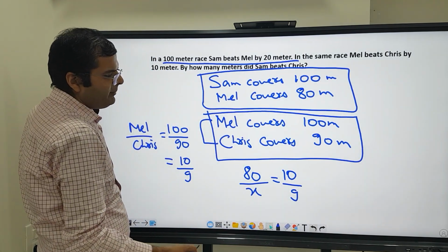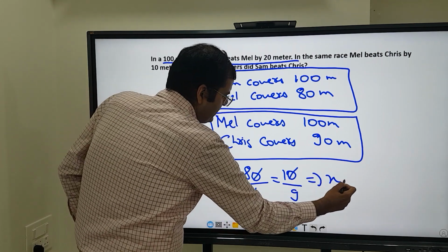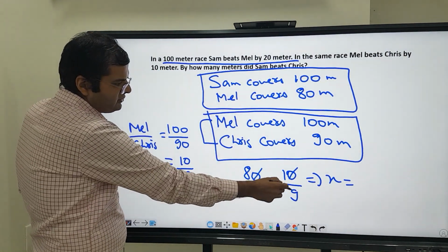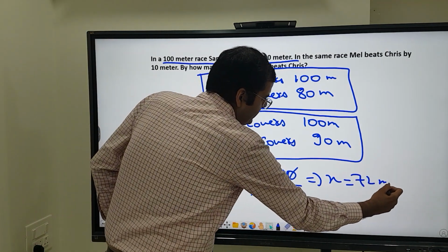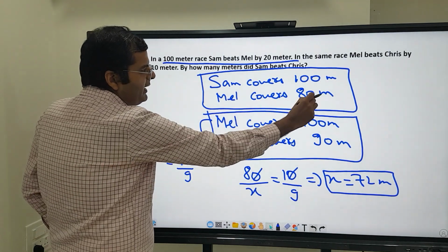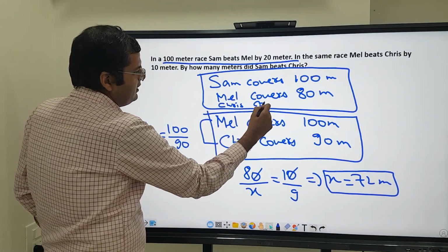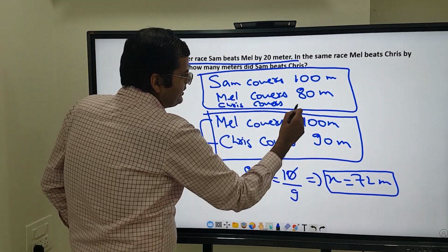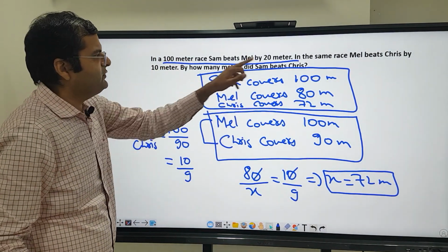From here, this 0 goes away. I can say x is 8 into 9. 1 into x is x, 9 into 8 is 72 meters. So x is 72 meters. So what this means is, when Mel covers 80 meters, at that time Chris covers 72 meters. I have added the Chris scenario also in this first box.